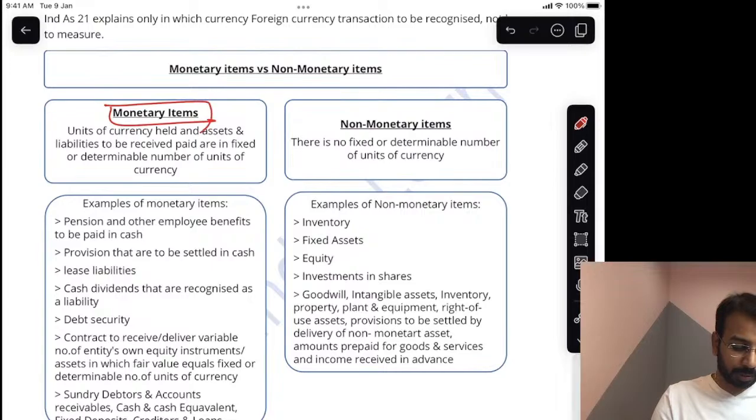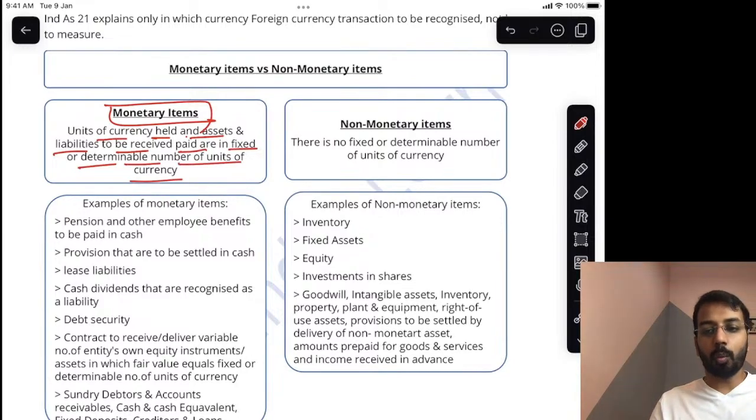What are monetary items? Units of currency held, and assets and liabilities to be received or paid in a fixed or determinable number of units of currency. Means you know what is the amount to be received or paid. All your liabilities, current liabilities, trade payables, loan, your current assets like accounts receivable, wherever you know what is the amount to be paid, those are called your monetary items. Non-monetary item means there is no fixed or determinable number of units of currency. Meaning to say, you don't know how much you will get.